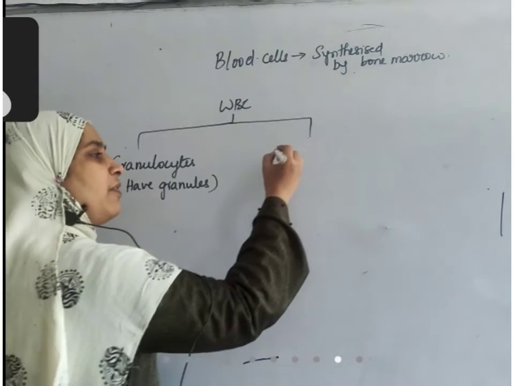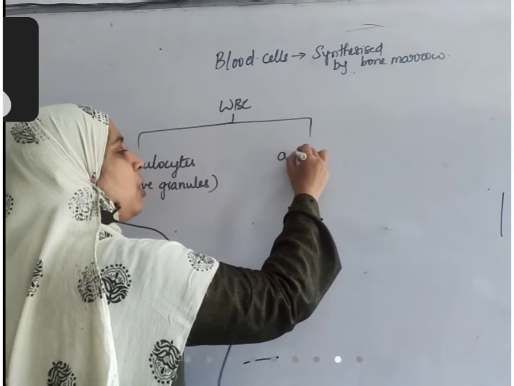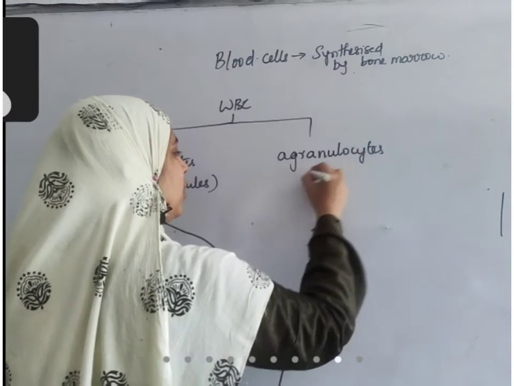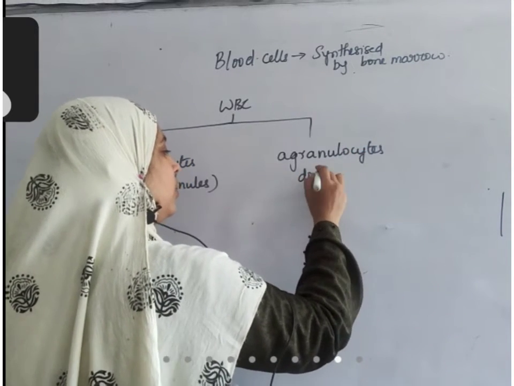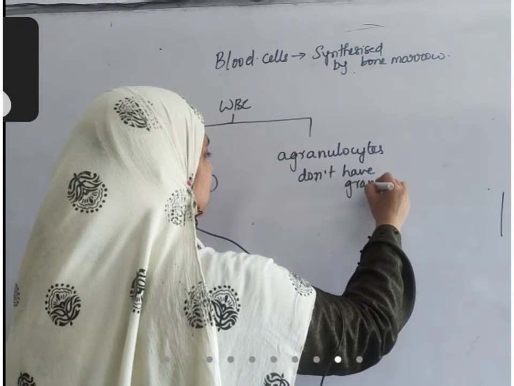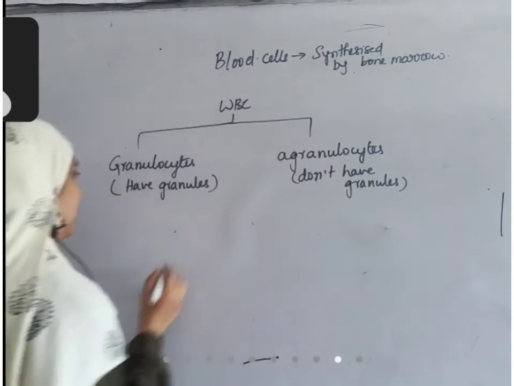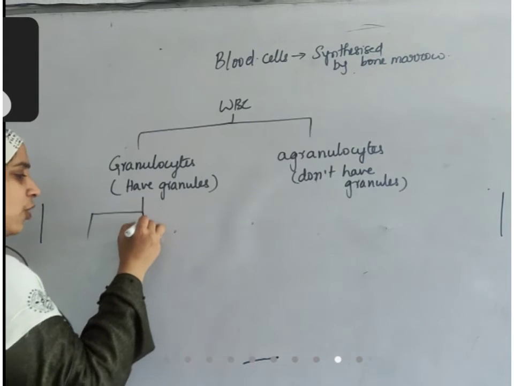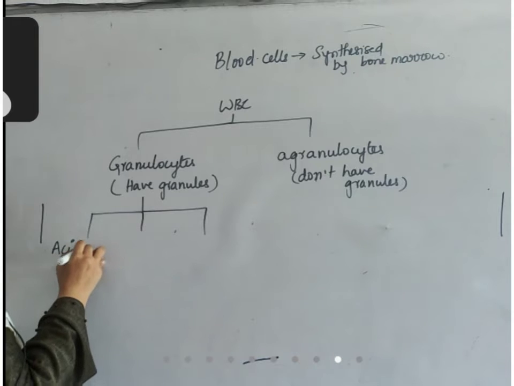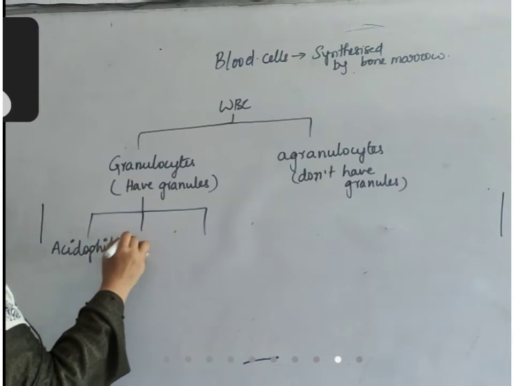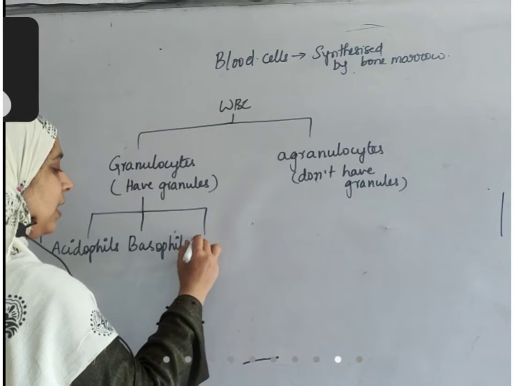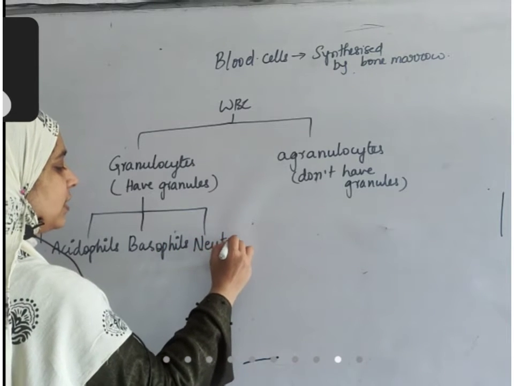Those which do not have granules in their cytoplasm are called agranulocytes. They don't have granules. There are three types of granulocytes: acidophils, basophils, and neutrophils.